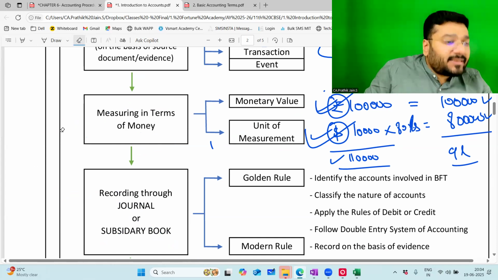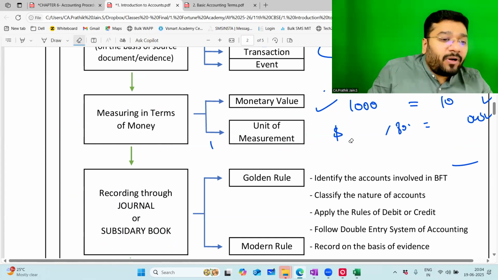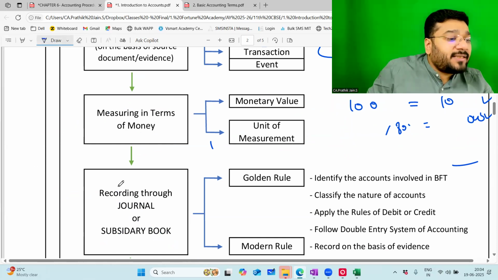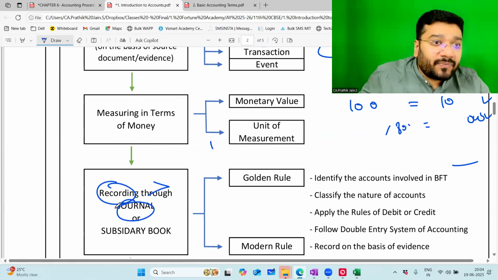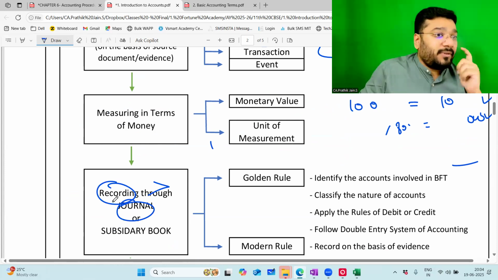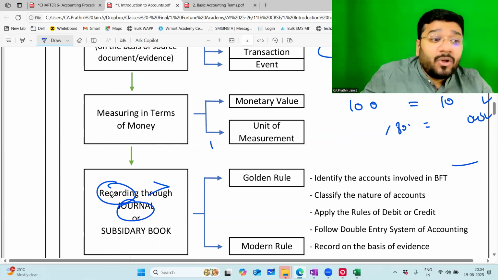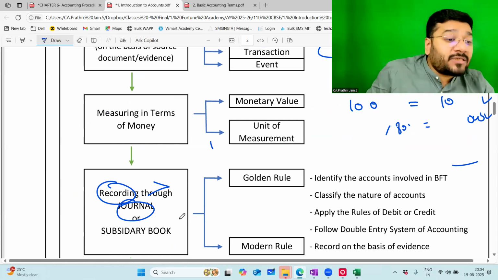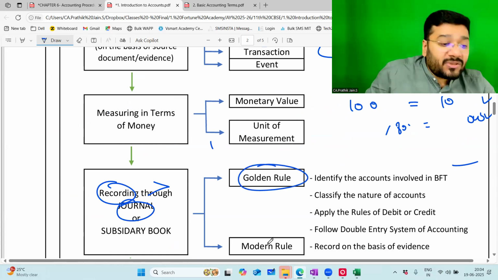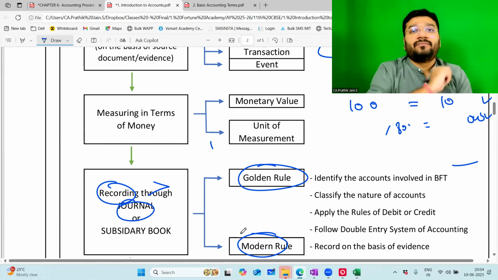Now, in this step, what are we going to do? Sir, when I'm recording this through journal, what all steps do I have to take care of? Recording in journal can be achieved only if you are aware of two broad rules of debit and credit. One is called the golden rule. Second is called the modern rule.